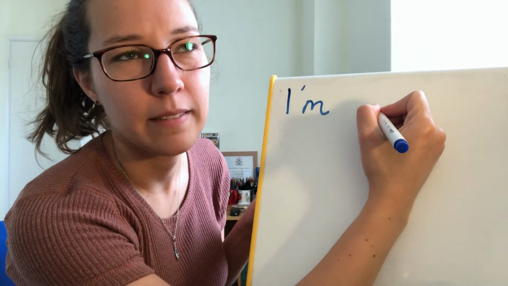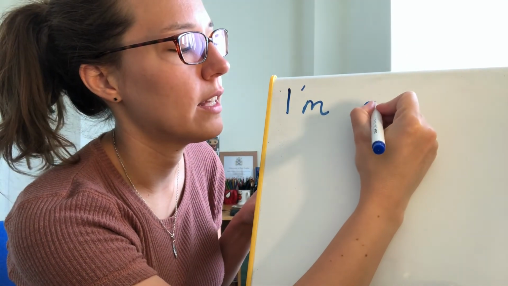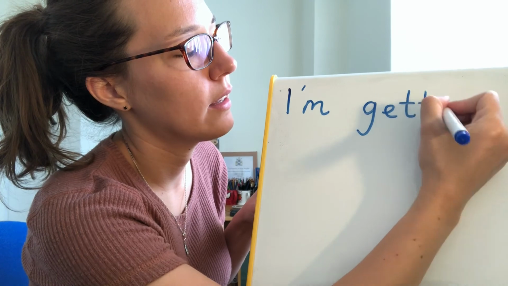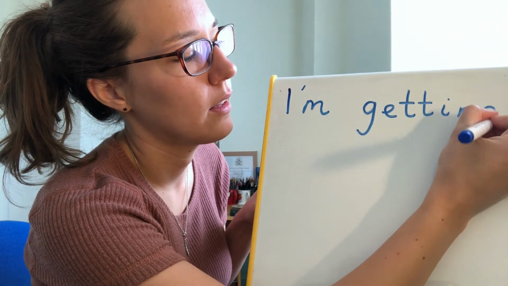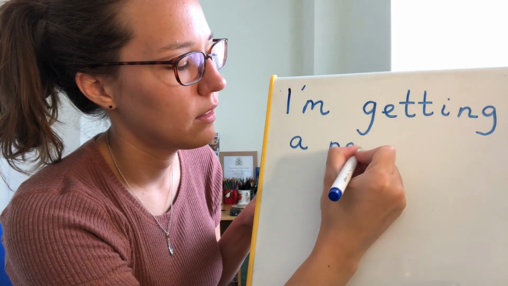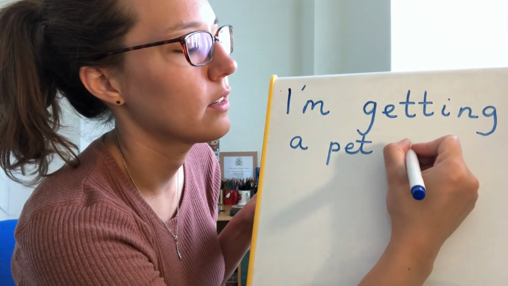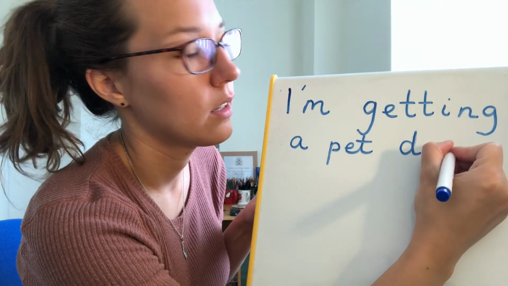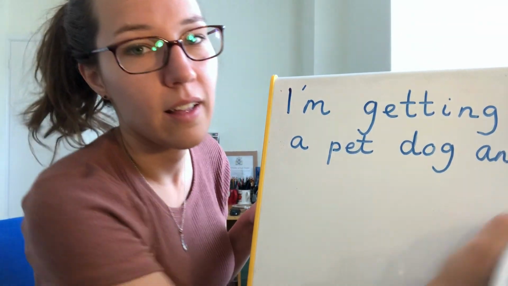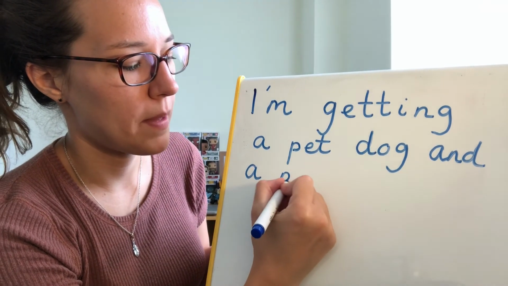I'm getting. Now I can hear that hard G sound at the start with the letter G. I'm getting a pet. Dog. So there I've got that hard G sound at the end. And I'm not just getting a dog. Oh no. And a pet.